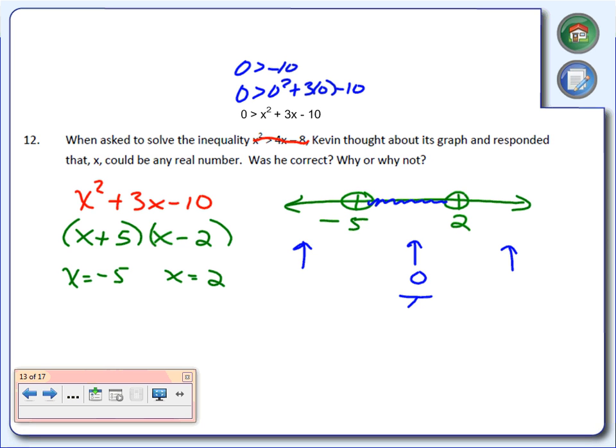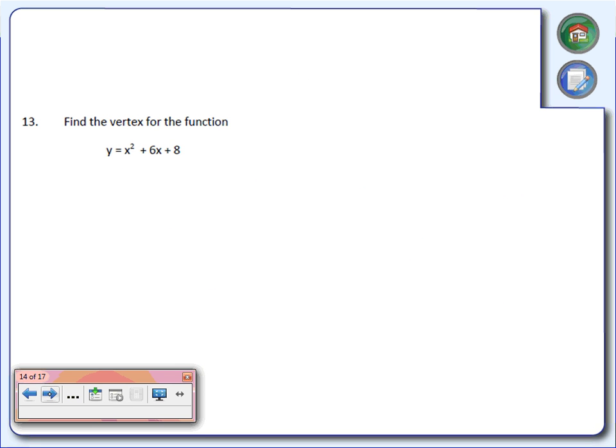Now keep in mind, if I would have taken a test point here, I would have got false in this area, which is why it's not part of the solution. The only part of the solutions are numbers between negative 5 and positive 2. So when he says it can be any real number, is that correct? No, that is not correct. Why? Because our solutions are only between negative 5 and positive 2. That's where the solutions are. Okay, so make sure you either have the graph or write that down. It's number 12.